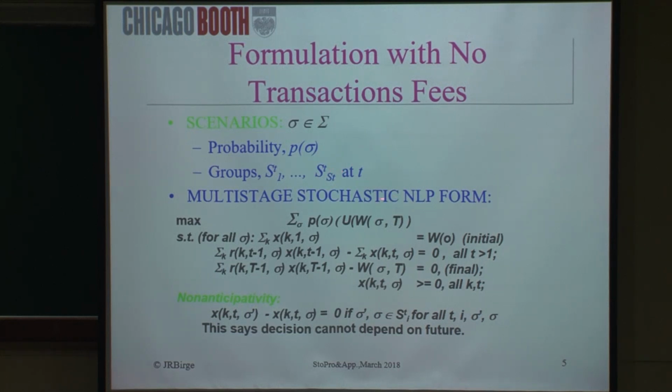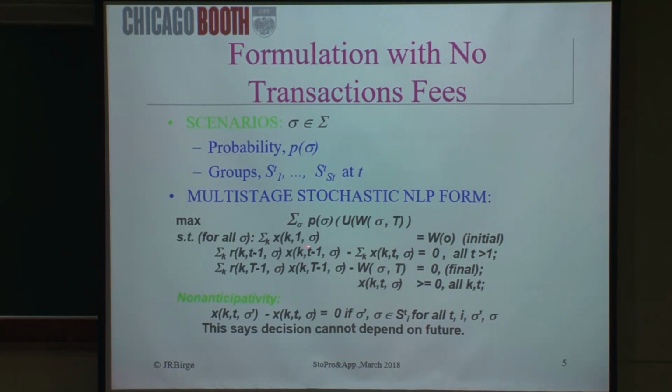Now my multi-stage stochastic nonlinear program in this case is to maximize the sum over the scenarios of the probability of each scenario, times the utility U that I get at the very end for the wealth that I have in each scenario at time capital T. T is the last time period. So this is my expected value at the very last time period.